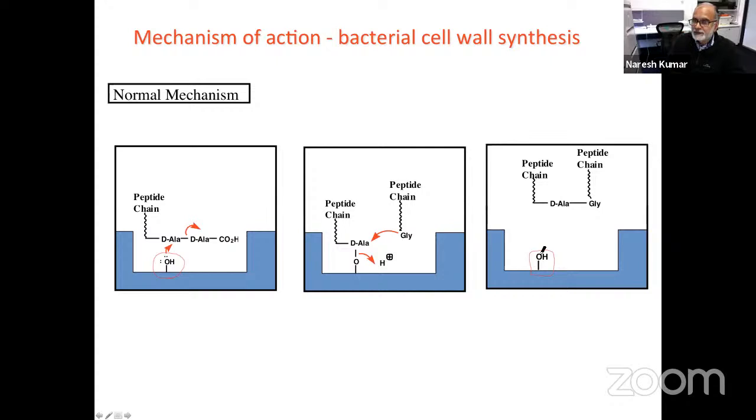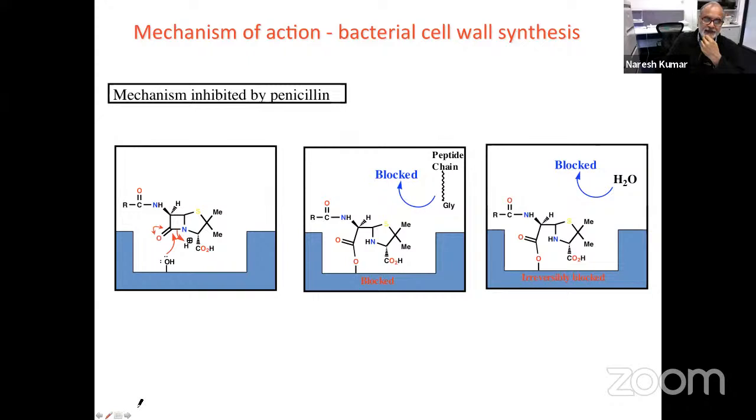A catalyst does the reaction and then is recovered at the end of it. A catalyst is not consumed in the reaction. So the transpeptidase enzyme does this cross-linking and the enzyme is ready to accept another chain to come in, cross-link, out you go, another chain comes in. That's how the cell wall is formed. Now, what happens when there is penicillin present? So penicillin comes and binds to the same active site where the peptidoglycan comes to form the cell wall.